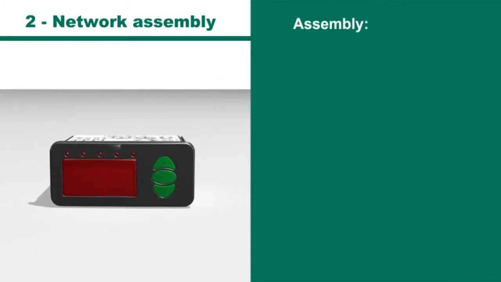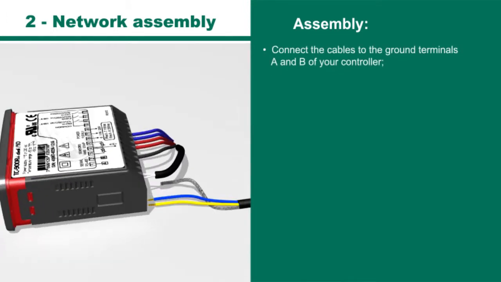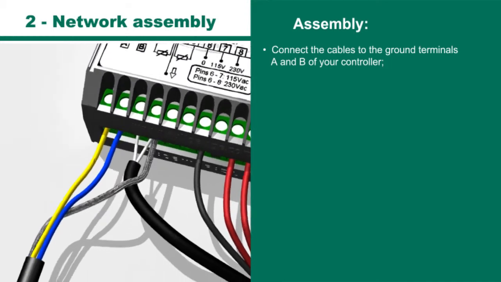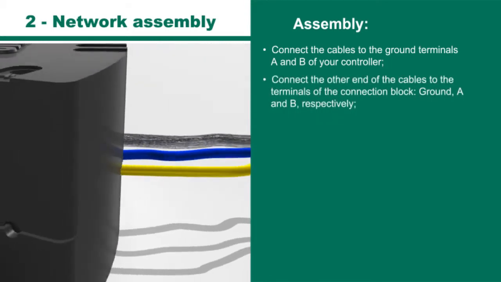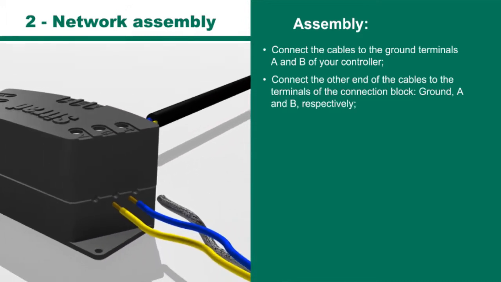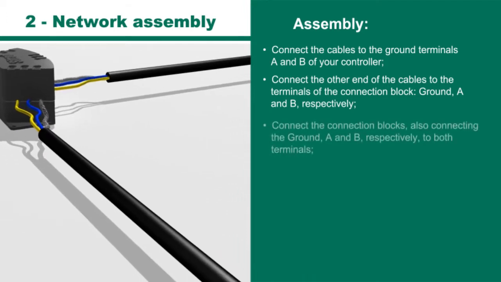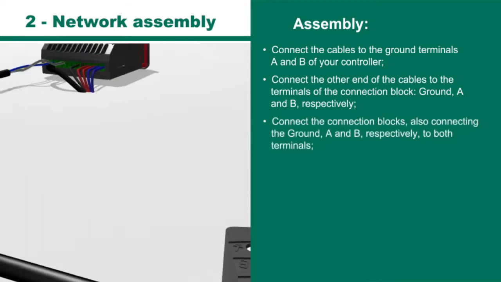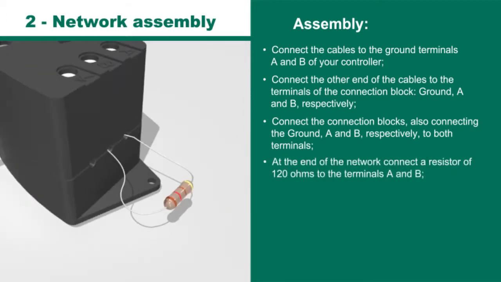Assembly. Connect the cables to the ground terminals A and B of your controller. Connect the other end of the cables to the terminals of the connection block, ground A and B respectively. Repeat the same procedure to connect more than one controller. Connect the connection blocks, also connecting ground A and B respectively to both terminals. At the end of the network, connect a resistor of 120 ohms to the terminals A and B.